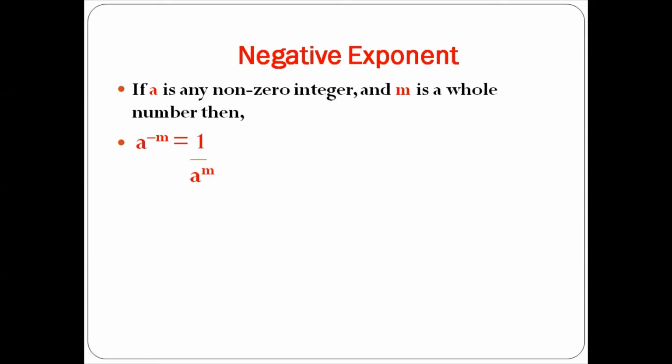So we can say that if any number is having negative power, then we can get the reciprocal of that term. Here you can see that a raised to power of negative m, and the reciprocal of it, is 1 upon a raised to power of m. So how can we say that whenever any number is having negative power, we can get the reciprocal of it? Let's see the example.